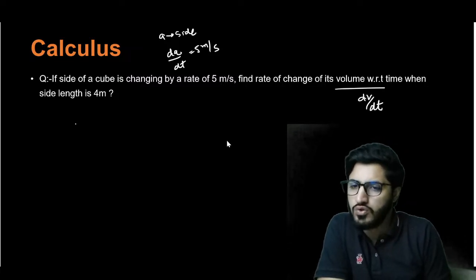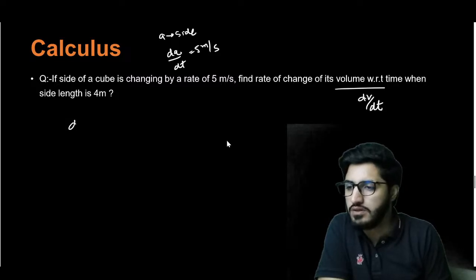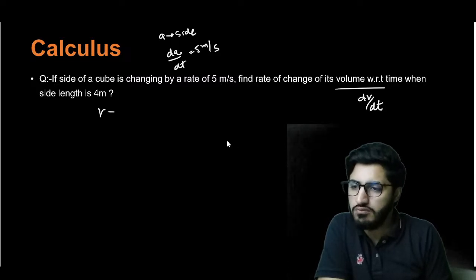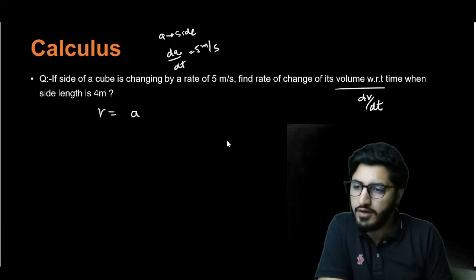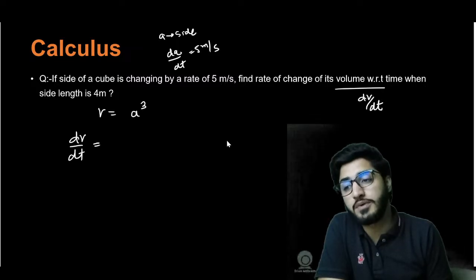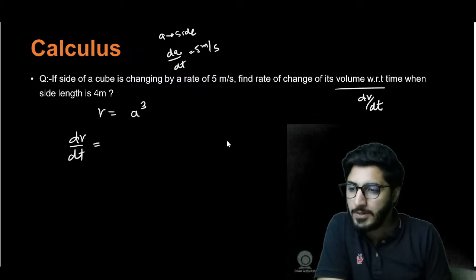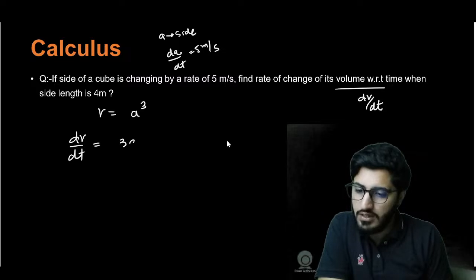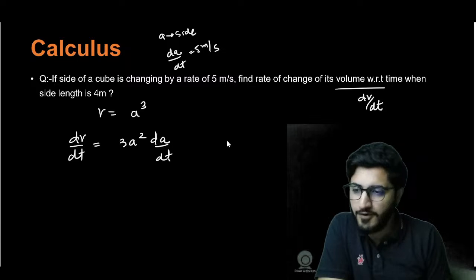We don't know it directly, so I will write the volume. What is volume? Volume of a cube is a cube. So we want dV by dt. It is not a function of t directly, so how can I do it now? I will do one thing. It will become 3a square times dA by dt.